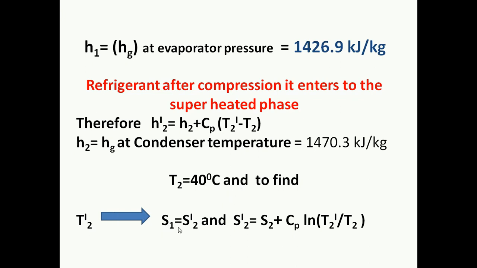S1 is equal to S2 dash, isentropic compression, and S2 you look up in your table, that is, the pH diagram table. Then S1 is equal to S2 dash, isentropic compression. Got it? Therefore S2 dash is equal to S2 plus Cp into ln of T2 dash divided by T2. Use this equation for S2 dash.